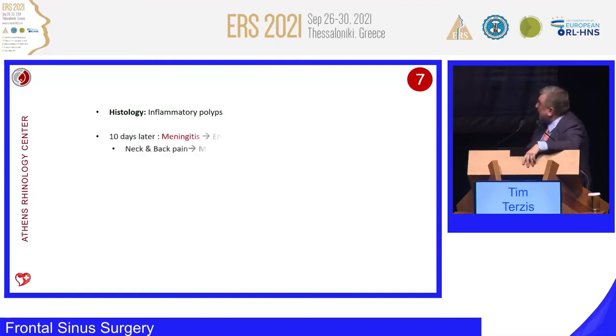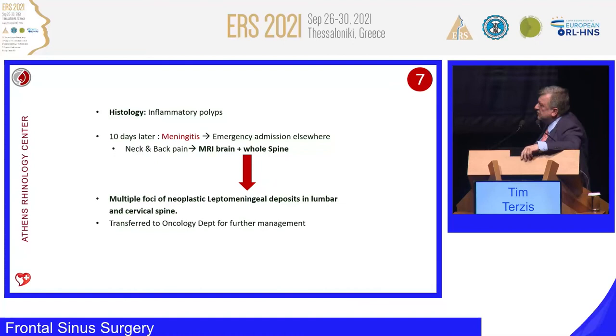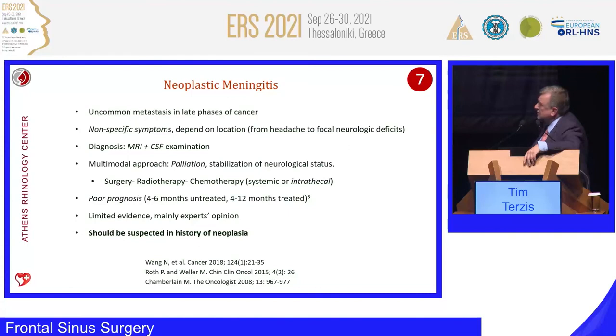Disappointment. And then 10 days later, another meningitis. Emergency admission elsewhere. He had an MRI of the brain and whole spine, which showed multiple foci of neoplastic leptomeningeal deposits in the lumbar and cervical spine. So it was neoplastic meningitis, which we don't see very often, do we? It's an uncommon metastasis in late phases of cancer, with non-specific symptoms, of course, bad prognosis, and limited evidence on what to do, mainly experts' opinion. The message here is we should suspect it in a history of neoplasia.